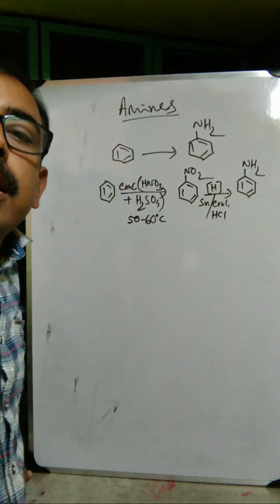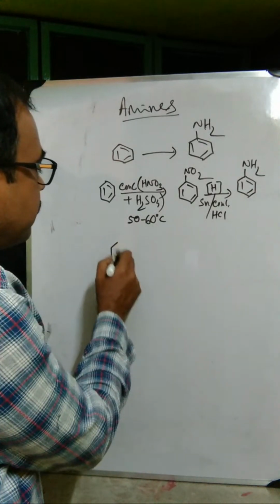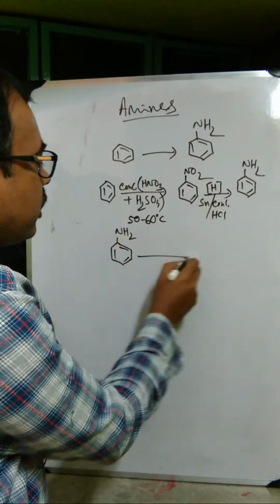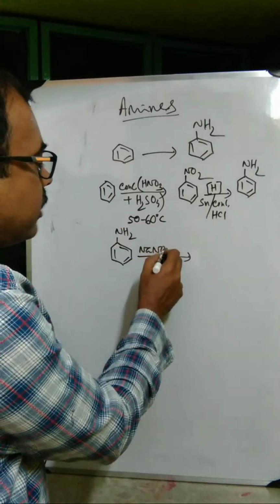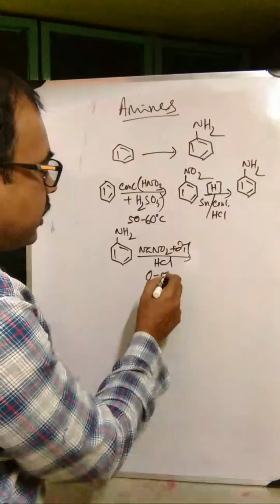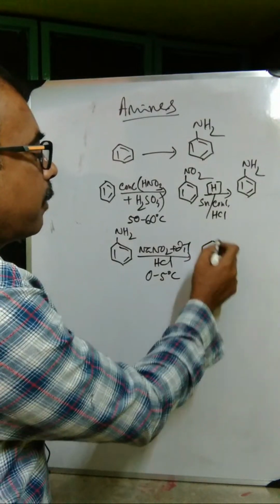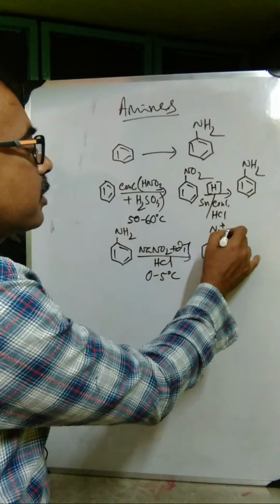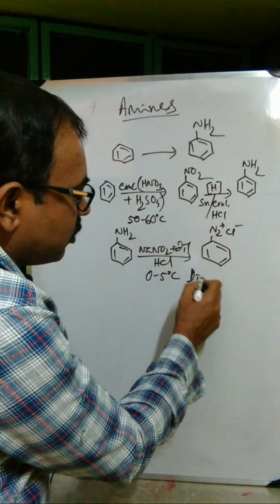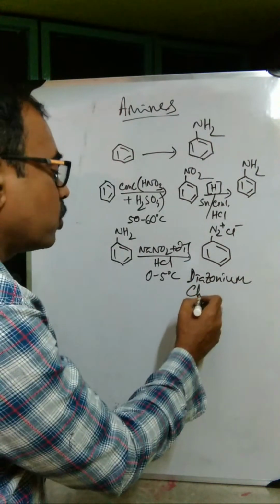An important reaction in amines is the diazotization reaction, when aniline is treated with a mixture of sodium nitrite NaNO2 and dilute HCl, maintaining a temperature of 0 to 5 degrees centigrade. Diazonium chloride is formed, benzene with N2 plus Cl minus. This compound is named diazonium chloride or diazonium salt.